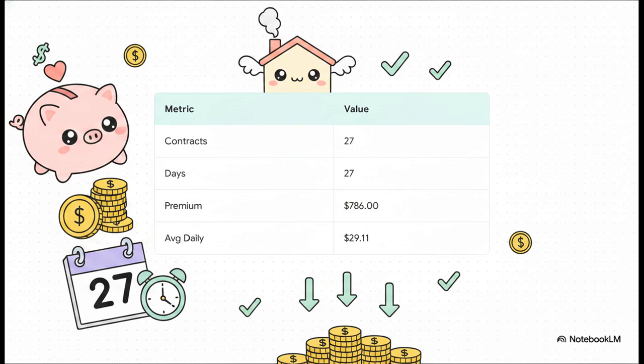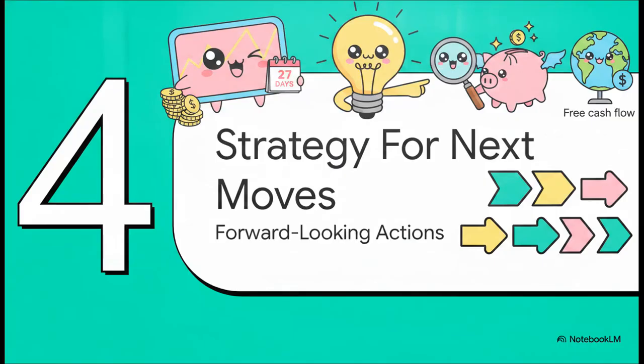This strategy isn't about massive, high-risk bets hoping a stock rockets to the moon. Not at all. It's about being the house. It's about letting the clock work in your favor, collecting a very steady, reliable $29 a day through disciplined, mechanical options selling. All right, bringing us to Section 4, Strategy for Next Moves.